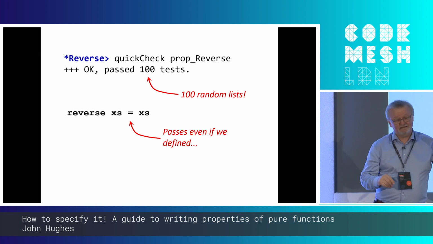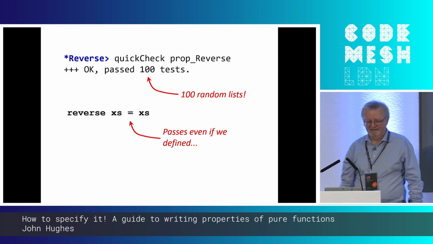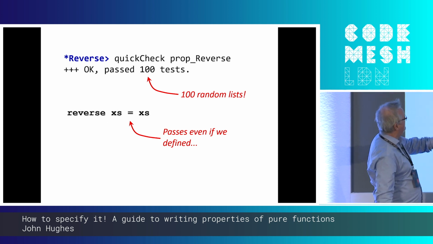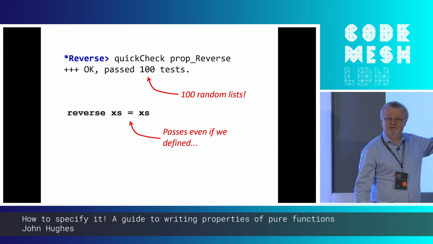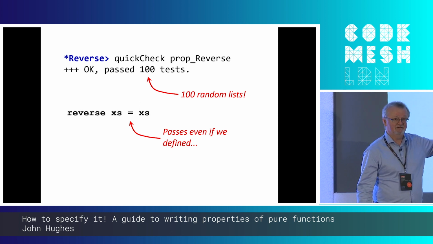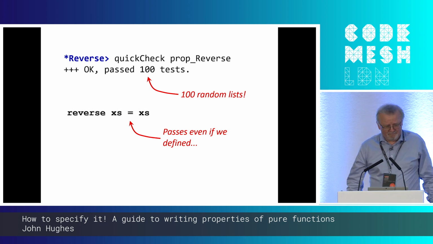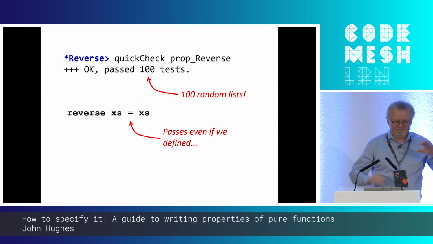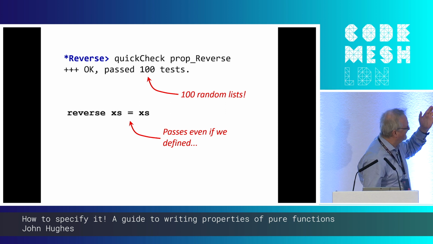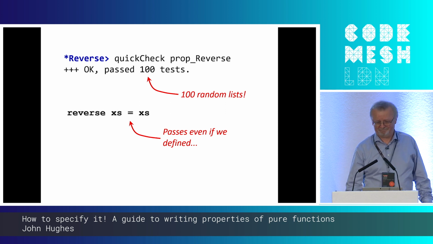This definition does that, and I mean to come back to it later. But what do you know? It passes my tests. Right? Because if you call this function twice, you get back the same thing that you started off with. So my property that I was so proud of does not catch this stupid bug.